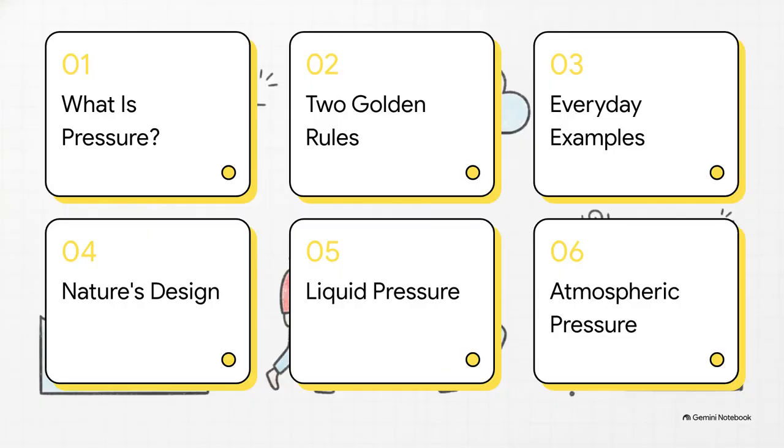So here's our agenda for today. We'll start with number 1, what is pressure? Then 2, the 2 golden rules. 3, everyday pressure examples. 4, nature's design, specifically looking at the camel. 5, liquid pressure and depth. And finally, number 6, the invisible atmospheric pressure.